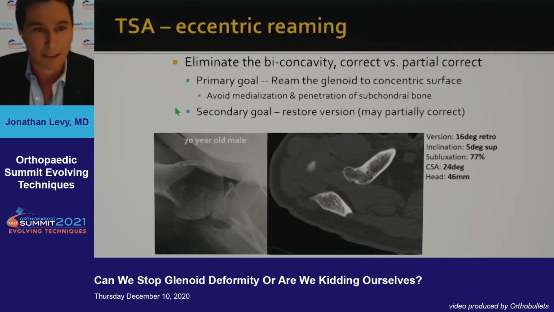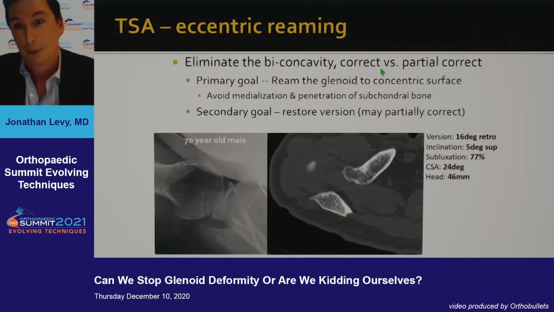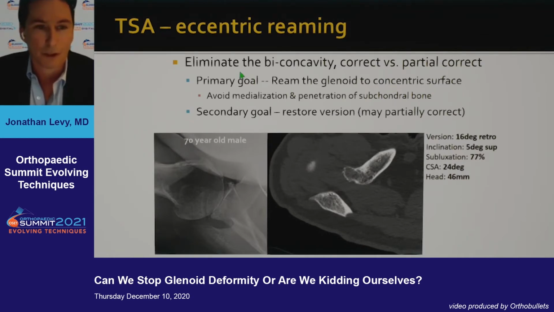Well, eccentric reaming is a technique that I use quite often. It eliminates the biconcavity and corrects, or partially corrects, the glenoid version, with the primary goal of creating a concentric surface, basically trying to create a mechanical environment for the glenoid so there's not going to be toggle and there's not going to be added stress. And you could do that by making sure you line-to-line match the glenoid to the concentric surface of the prepared glenoid. And then a secondary goal is restoring version.